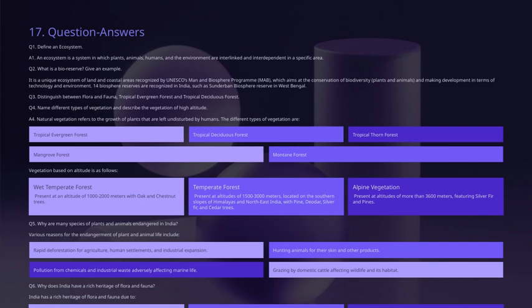Lastly, what factors influence where plants and animals are distributed? Several factors come into play. Climatic conditions like temperature and sunlight are crucial. They determine what kinds of vegetation can grow. The type of soil also matters. Sandy soils support cacti, while deltaic soils support mangroves.